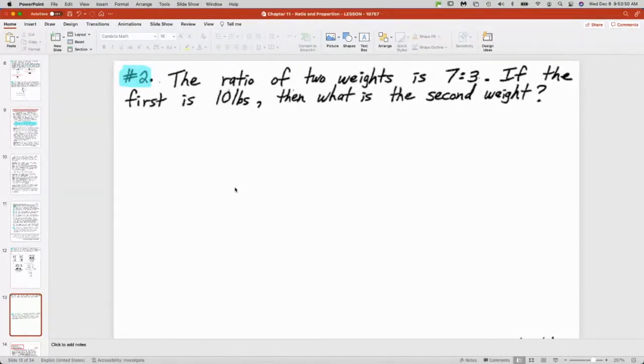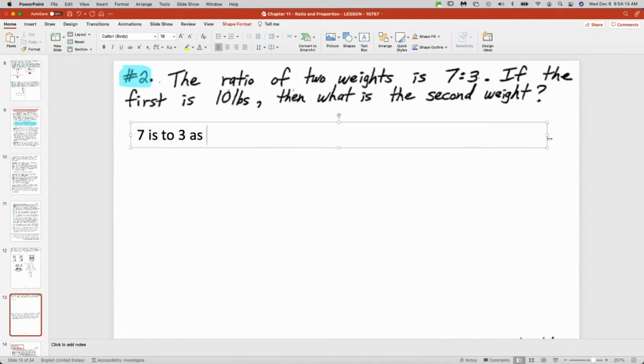This kind of reminds me of the brass question, except that they're giving a ratio instead of percentages. So it says here, if the ratio of two weights is 7 to 3, and the first is 10 pounds, then what is the second weight? So you can write a sentence here. You don't have to write this down, but you could write: 7 is to 3 as 10 pounds is to second weight.